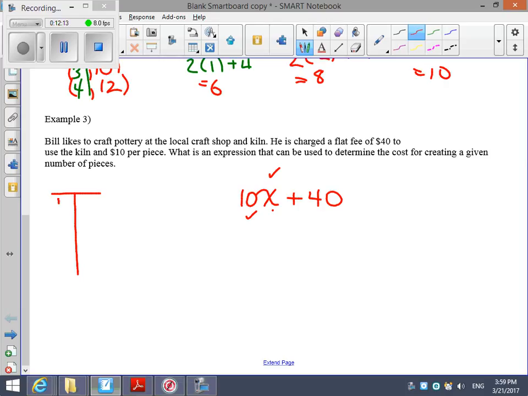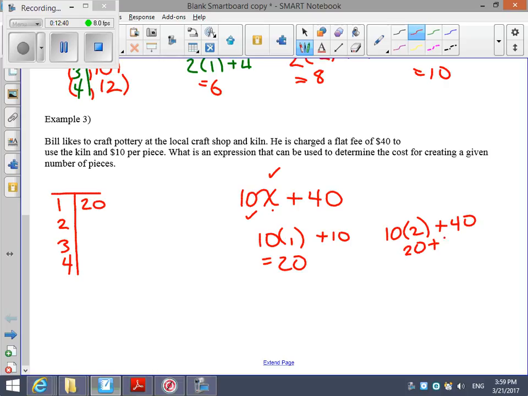Again, we use our small numbers just because they're easier to graph, and we start substituting in. So this will be 10 times 1 plus 10. That'll be 20. So this one here is 20. We'll do it with 2. 10 times 2 plus 40. And that'll be 10 times 2 is 20 plus 40. So that's a total of 60.